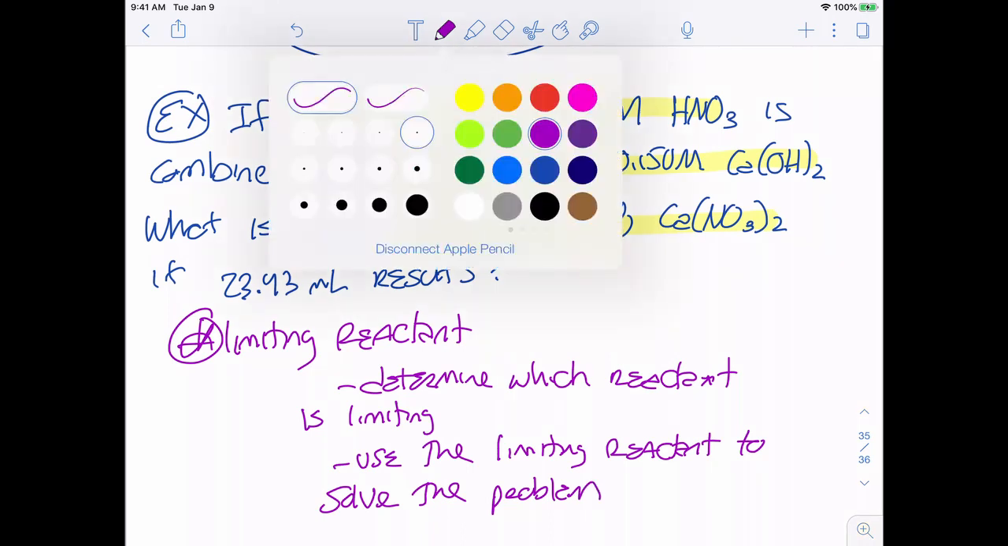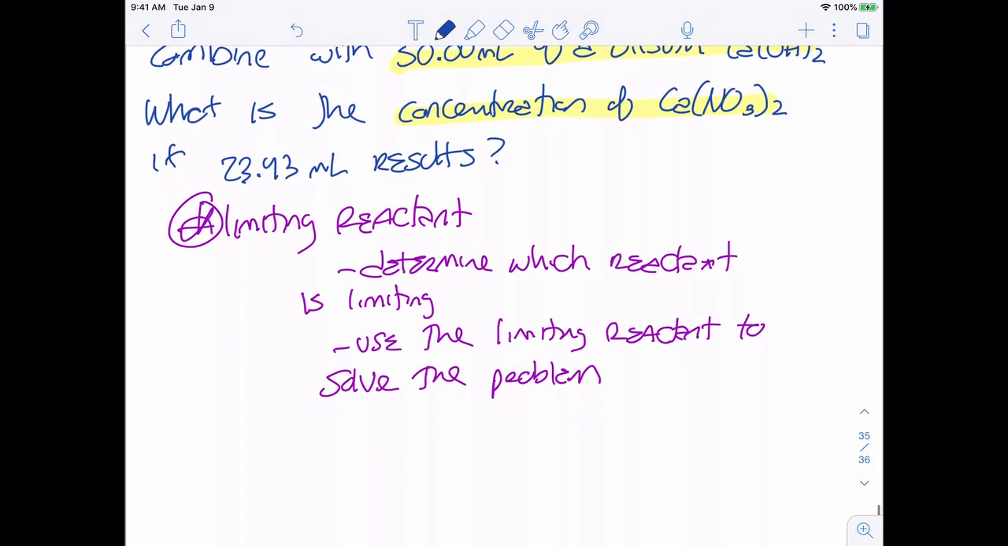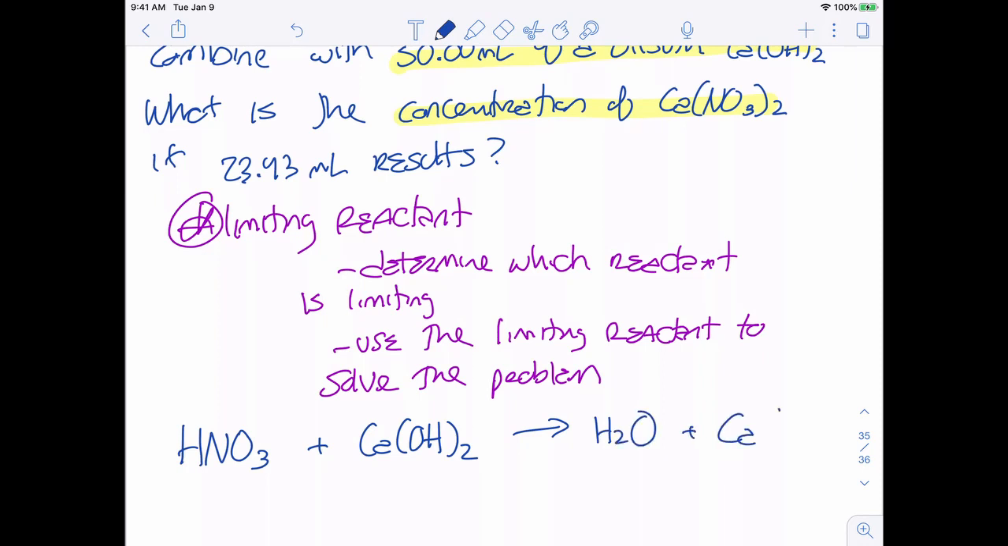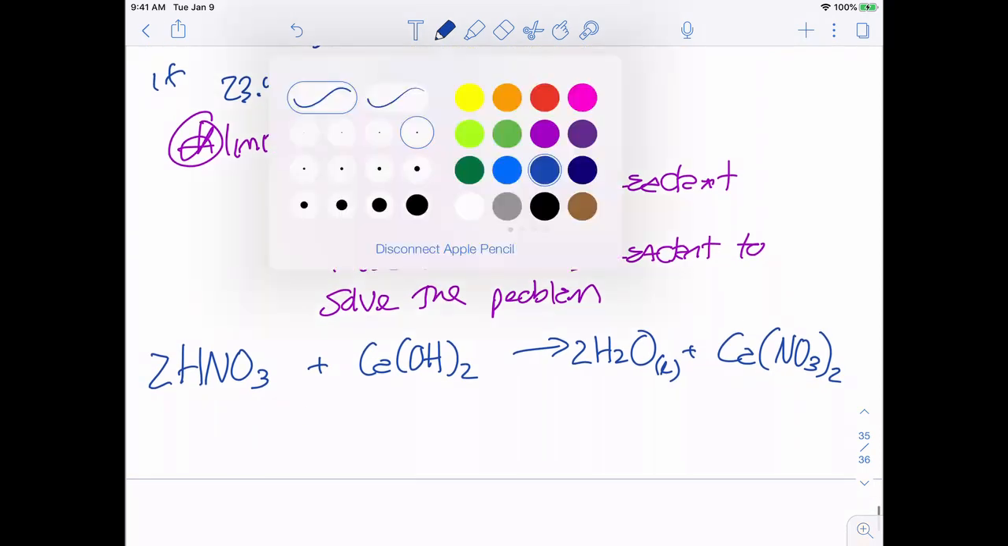So I do need my balanced chemical equation, so we'll write that first. So I have nitric acid, I'm reacting it with calcium hydroxide. Both of those are aqueous. I am producing water plus calcium nitrate, and then I'm just going to balance it for us real quick. It would be good practice for you guys to go and balance it, but I just need a 2 in front of nitric acid and then a 2 in front of water. The rest are aqueous.